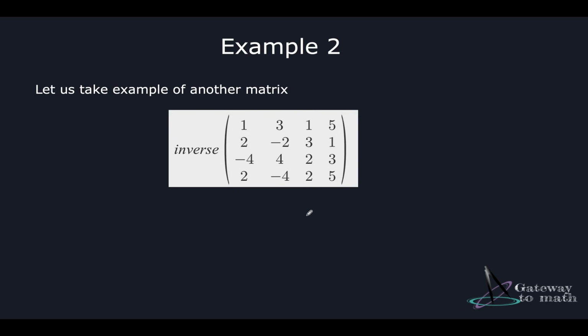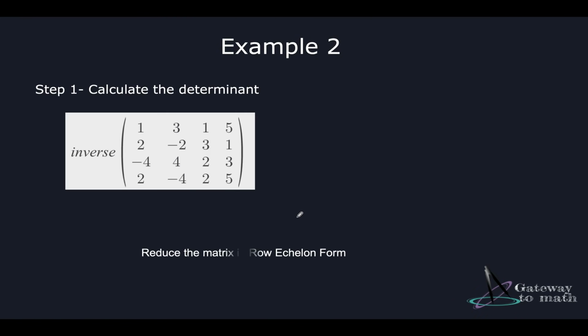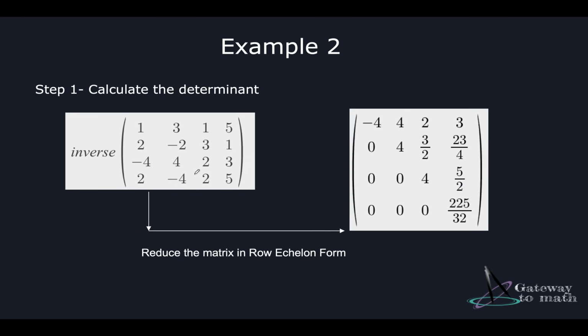So that's our step first. We're going to calculate the determinant. So let us bring this matrix in row echelon form first. So we're calculating the determinant. Reduce the matrix in row echelon form. We've already seen that will be our first step. And the row echelon form for this matrix is as under.